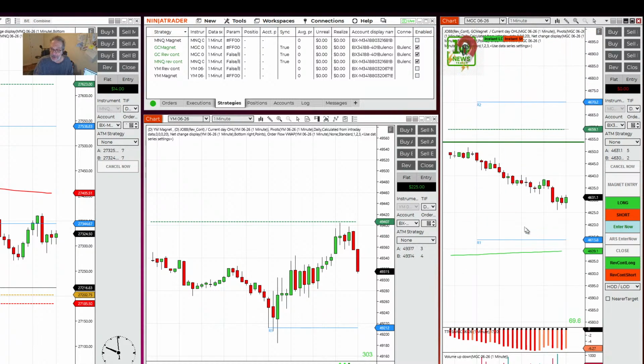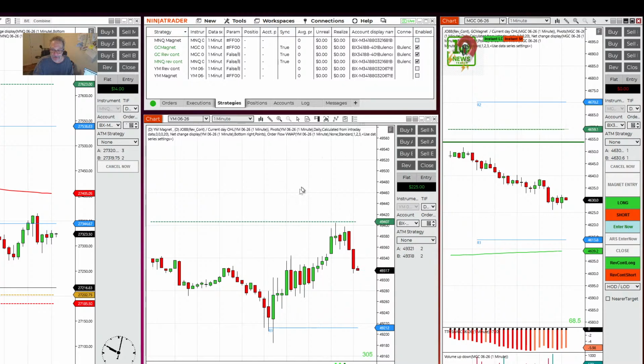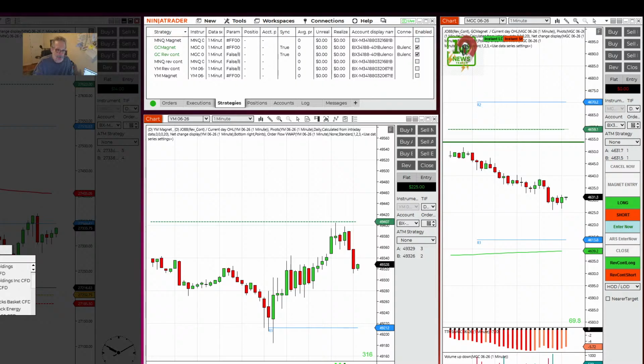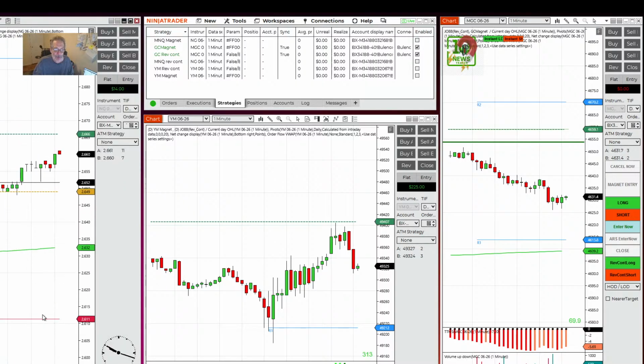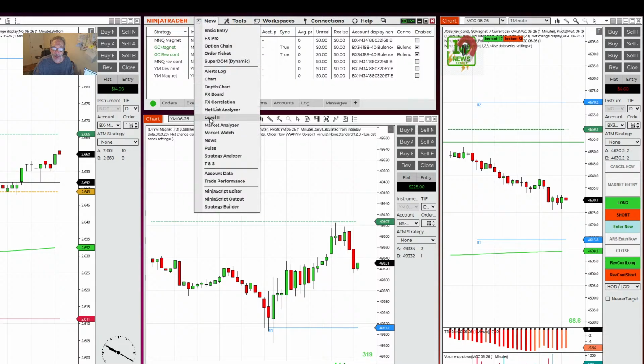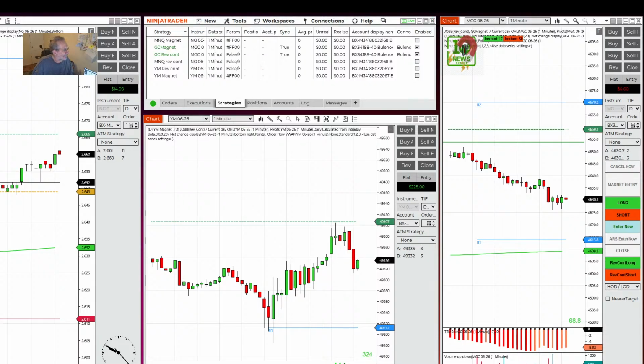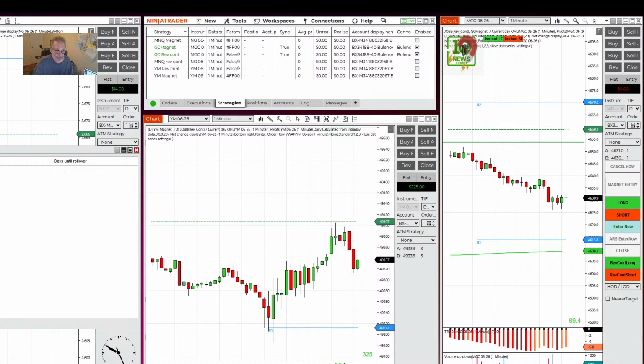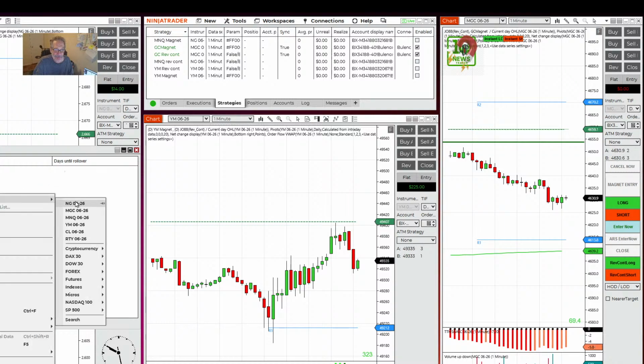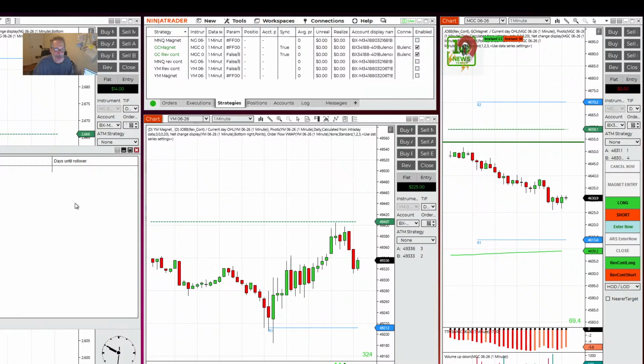Gold's very bullish still. We're turning off our MNQ, putting the natural gas chart on the left. I want to look at one thing on natural gas, new market analyzer, and I want to look at the volume on the current natural gas contract, and we're 25 days till rollover. So we're on a new contract.